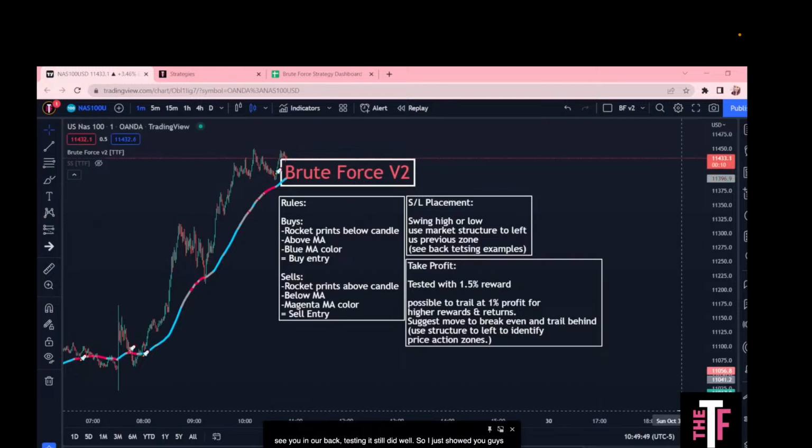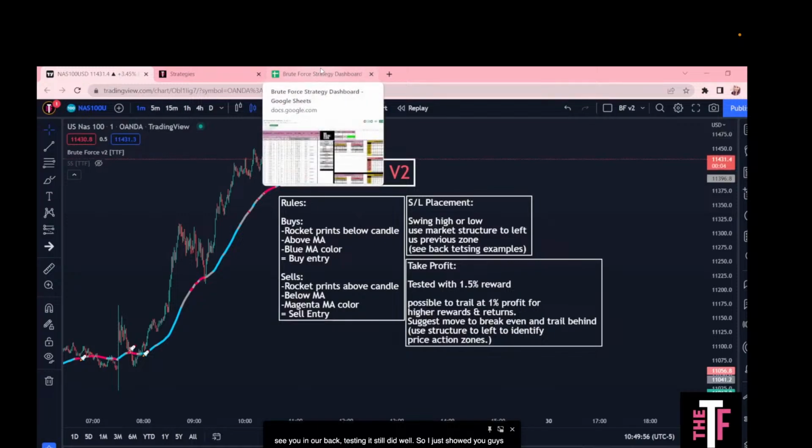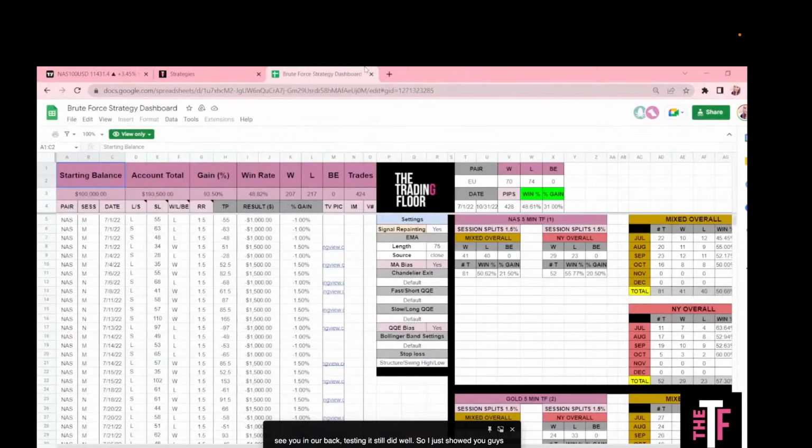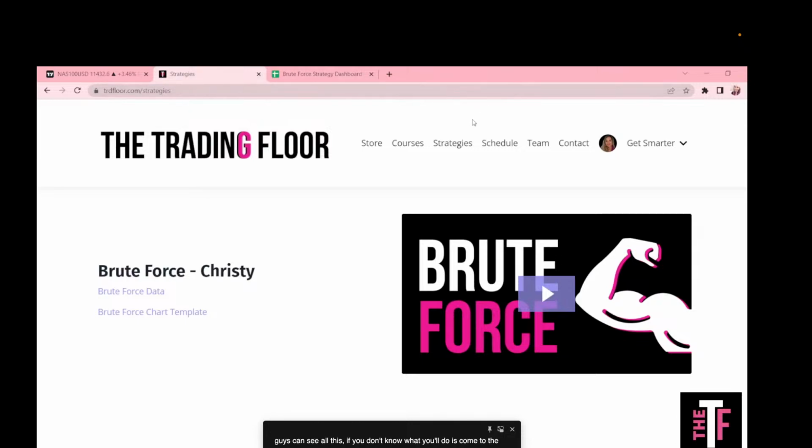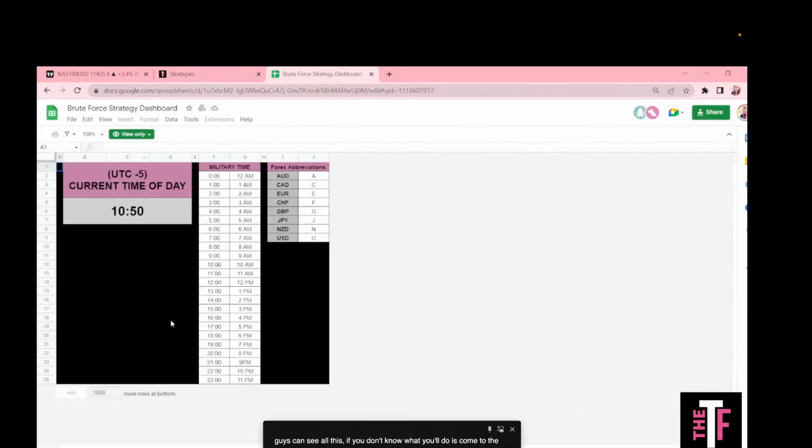So I just showed you guys some examples on NASDAQ 100. This was the 1 minute time frame. We did test the 5 minute time frame, and we also tested the 15 minute. In order to come to our backtesting sheets where you guys can see all of this, if you don't know, what you'll do is come to the Trading Floors website, click on strategies, and then you will come to Brute Force. You will have a link under Brute Force called Brute Force Data. Click on that. You will actually see this screen when it first pops up.